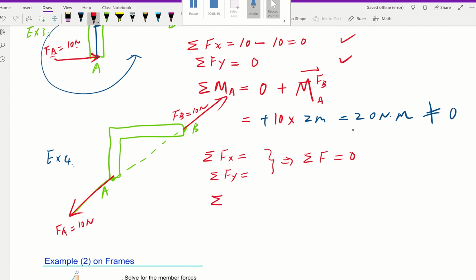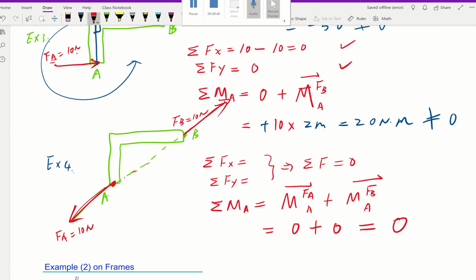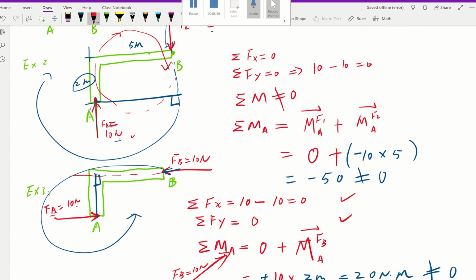But here, now let's look at moment. Again, we do moment at A. We'll have moment of FA rotating about A. We'll also have moment of FB rotating about A. What do we notice? FA rotating about A is 0. And FB rotating about B is 0, because they all go through the same point A. A is on the forces, so that's equal to 0. Then we have satisfied this two force member.